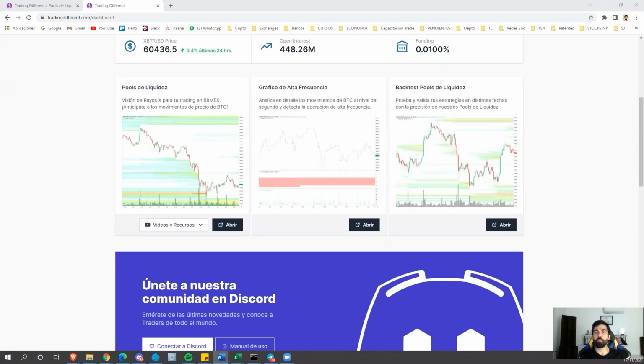Those are the zones where the liquidation points and stop loss of all retailers converge, that is, of all the traders who use leverage to get into the market. We've created a mathematical algorithm to calculate these zones, and we call them liquidity pools.